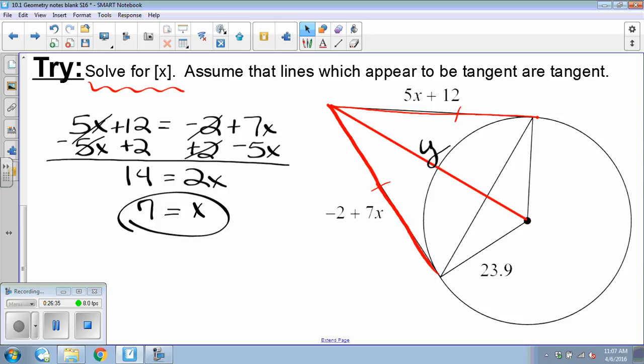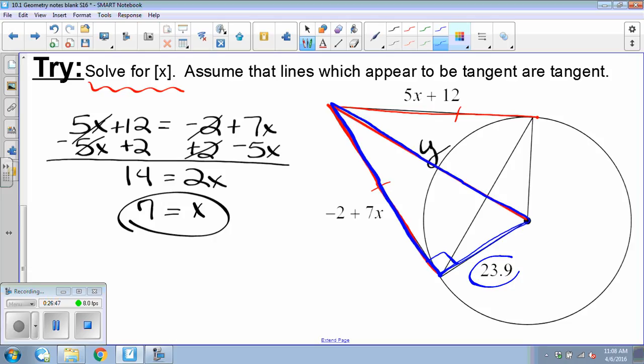If this is tangent, that forms a right angle, correct? And here is my right triangle. They gave us this. It's 23.9. This is what we're trying to find. How do we find out what this is? Plug in x. You already found x, so plug in x. Y'all go find y.